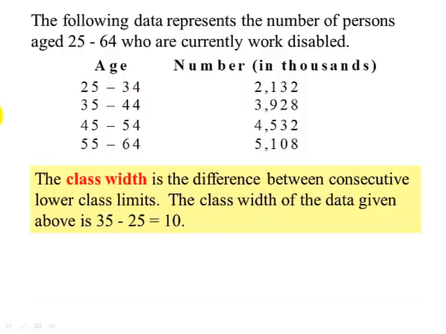The class width is the difference between consecutive lower class limits, or even between consecutive upper class limits. So for example, if we take 35 minus 25, the lower limits, we get 10. If we take 44 subtract 34, we get 10. So this is how we can compute the class width.